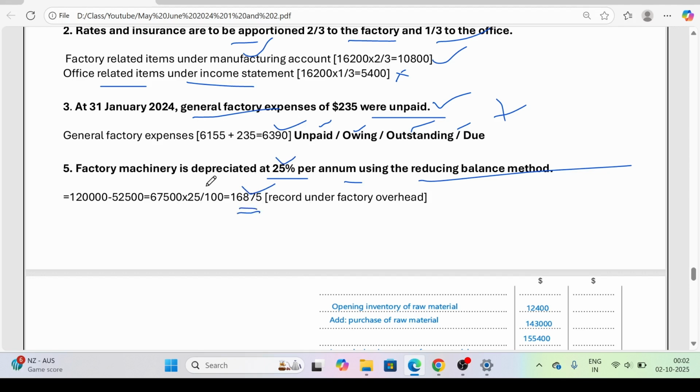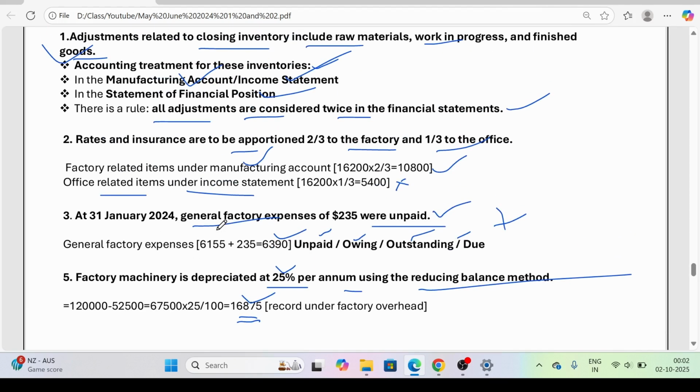If they change the same question to the straight line method, then no need to minus this. Directly 120,000, 25% you can calculate. For the reducing balance method, you must minus the provision for depreciation, and on the remaining amount you have to calculate the percentage. Got it? Okay, now all the adjustments are over.